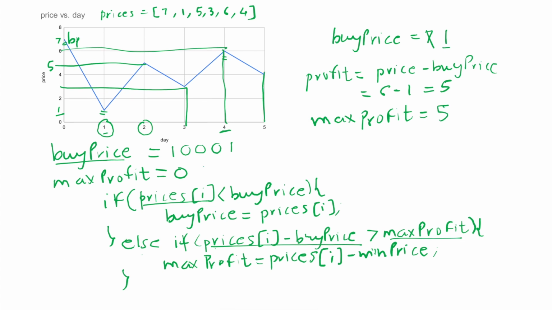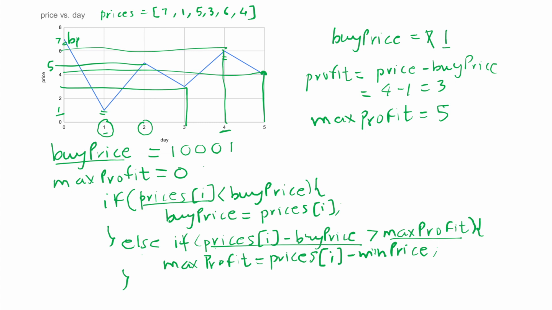On day 5, the price goes down to 4, but we already bought the stock at a low price of 1. So we can calculate the possible profit we can gain. It is 4 minus 1 equal to 3. But again, we already have established that we can gain a bigger profit by selling on day 2. So we do nothing on day 5.